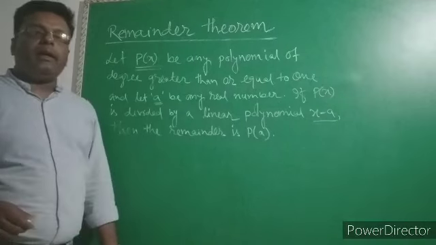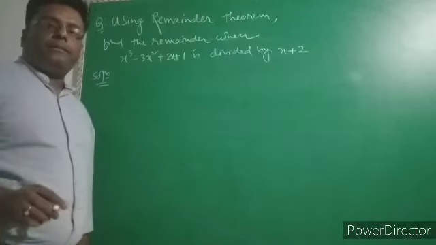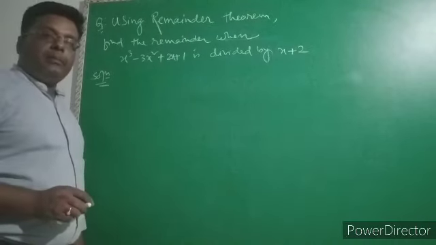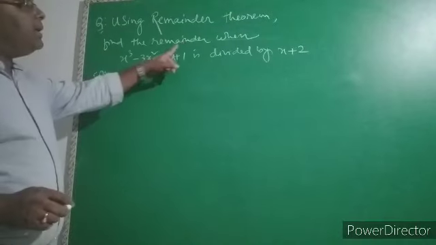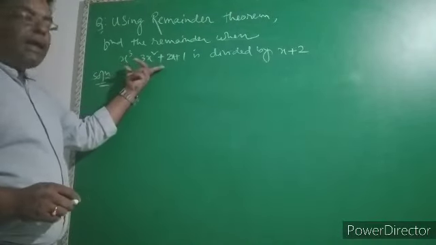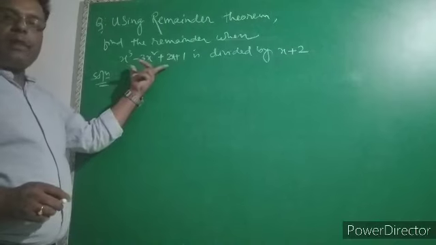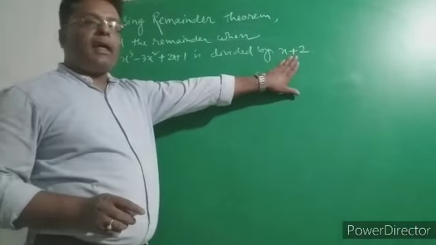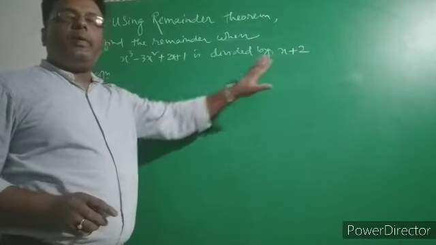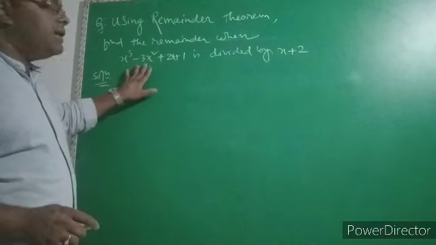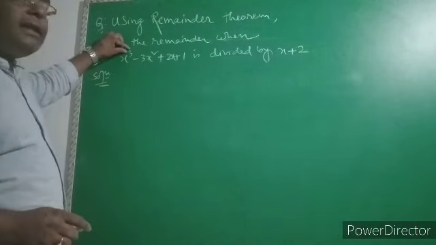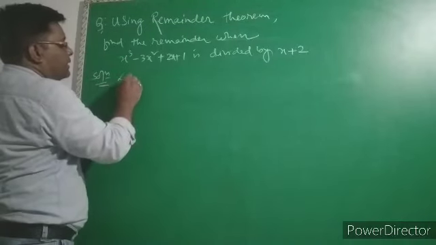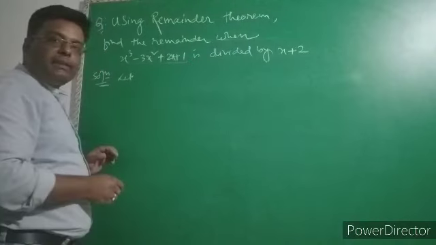Now write down this theorem. So we take this example. Using the remainder theorem, find the remainder when this polynomial x cube minus 3x square plus 2x plus 1 is divided by x plus 2. x plus 2 is a linear polynomial, and we have to find the remainder when this polynomial, whose degree is greater than 1, is divided by it. So first, let this dividend be p(x).